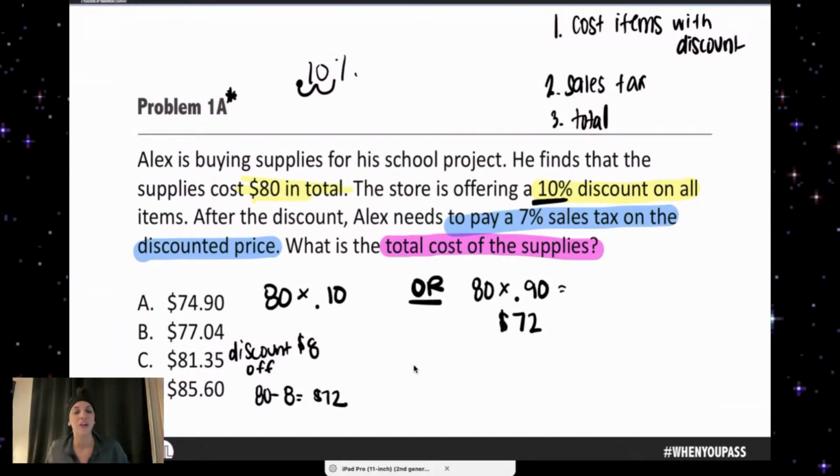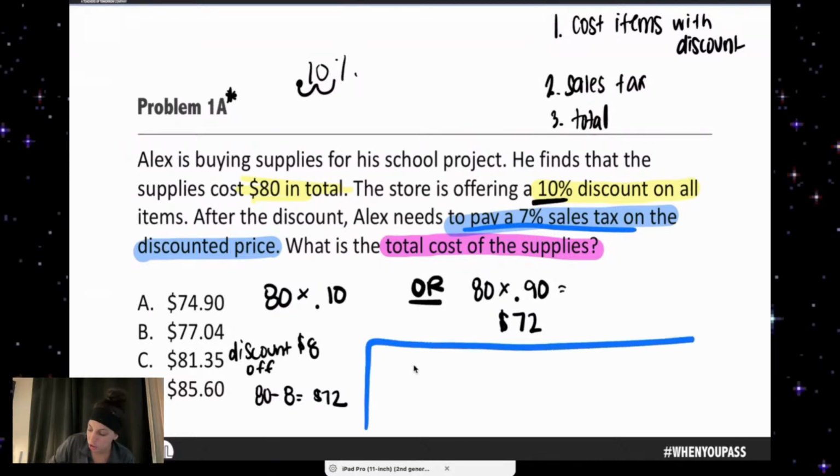So now I've figured out how much I'm paying after the discount. Now I need to figure out what that 7% sales tax is. So I'm going to take that 72 and multiply it by my sales tax. So here we have two options too.